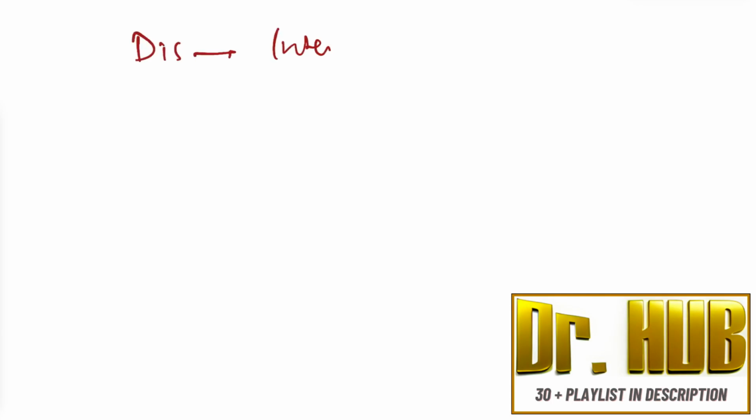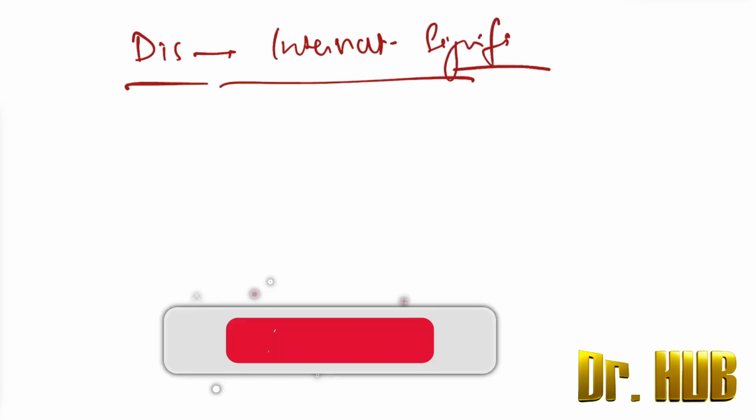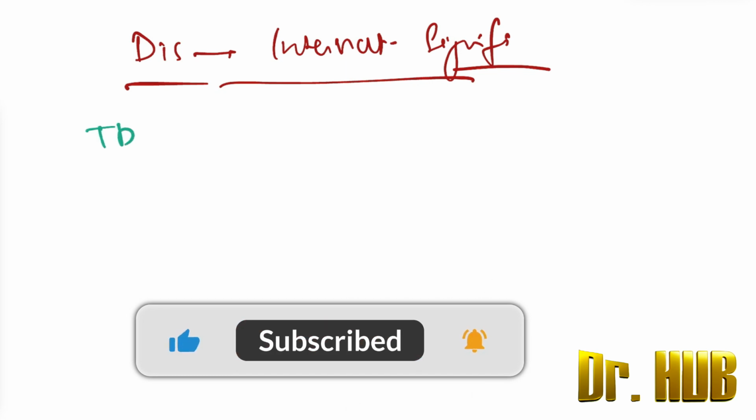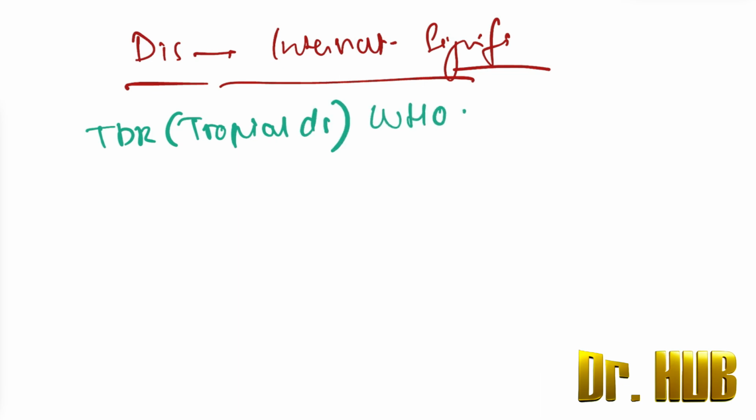Now we'll look at the diseases of international significance. This includes the TDR. So what is TDR? TDR is nothing but the tropical diseases, and they are a strategy by the WHO. So what does this include?